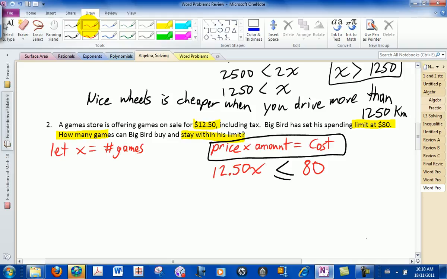Now this one you can multiply to get rid of your decimal, but I wouldn't because it's kind of one step, right? Divide by 1250. And so you get x is less than or equal to 6.4. So now you got to put this into a math sentence. Try and say it correctly. There's a few different things you can say.